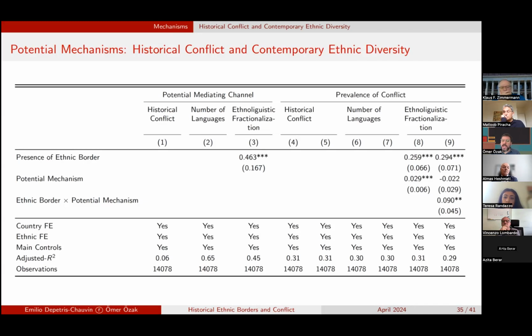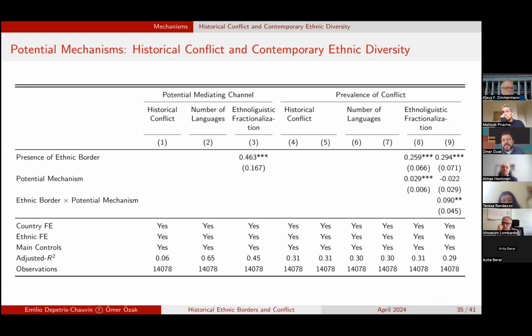But when we do the interaction, first notice a very nice result. The presence of more diversity around the border increases the effect on conflict. And the more diverse the border, the more conflict you will see. But you don't see any effect of diversity in places where you don't have borders.